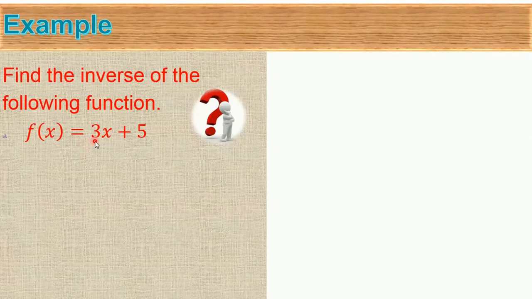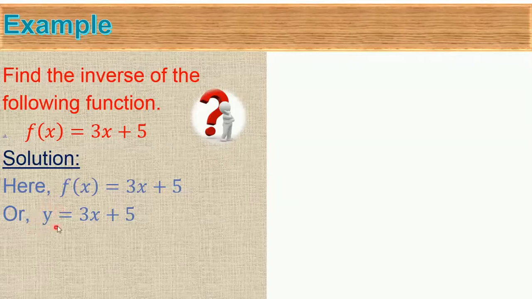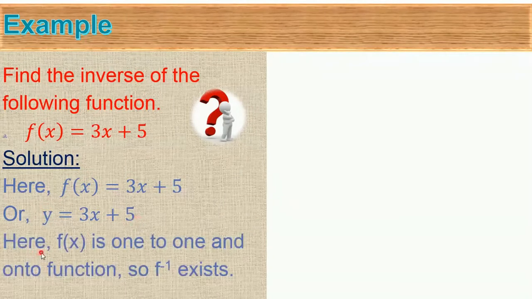Now move on to the first example. Find the inverse of the following function. There is a function f(x) equals 3x plus 5, and we are going to find the inverse of this function. As we discussed before, here f(x) is this, and we suppose that f(x) is y, because f(x) and y are the same. We suppose the range element f(x) is y, and then y equals 3x plus 5. And then, same as in the last pictorial example, the function must be one to one and onto.